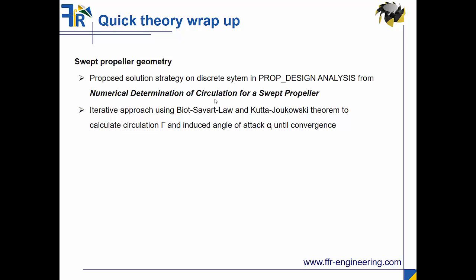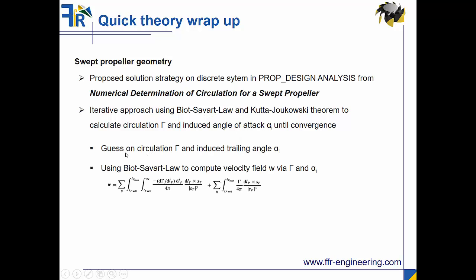And the method which is proposed there, which turns out to be quite stable, is the following: that you have an iterative solution, always applying the Biot-Savart law and also the Kutta-Joukowski theorem, because both of them give you relations for the velocity field and the circulation and the angle of attack alpha I. So what you can do is that in the first step you make a guess on exactly those values, so on the circulation and on the induced trailing angle. And then you use this Biot-Savart law, which is stated here, I just copied that from the paper, where you basically can compute the velocity field.